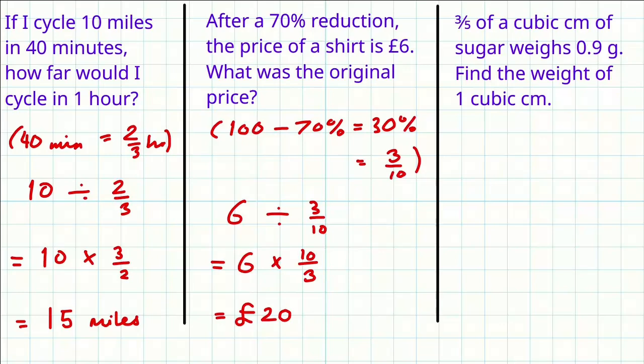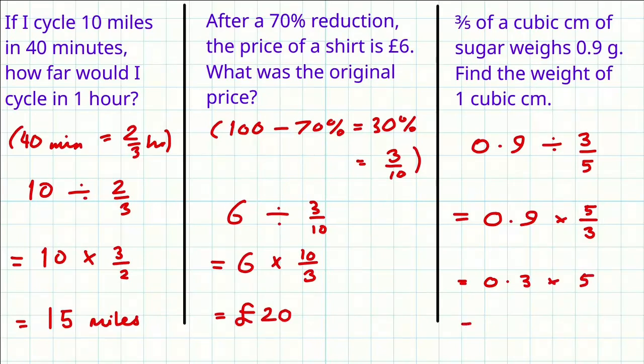Good. One more. 3/5 of a cubic centimetre of sugar weighs a certain amount. So we know the weight of a fraction of the cubic centimetre. We want the full cubic centimetre. So we're going to take our weight for the fraction and divide by the fraction. That'll take us back to the full cubic centimetre. So 0.9 divided by 3/5 is equal to 0.9 times 5/3. 0.9 divided by 3 is 0.3. We multiply by 5, then we get 1.5 grams.